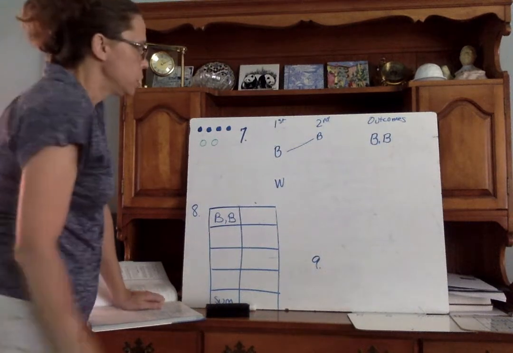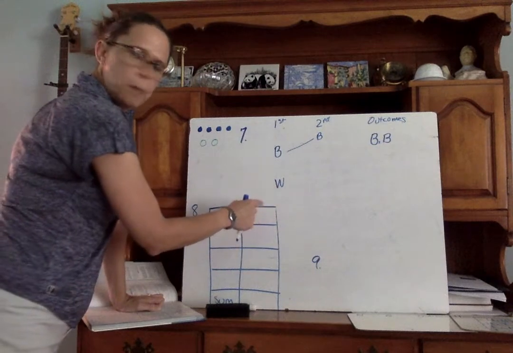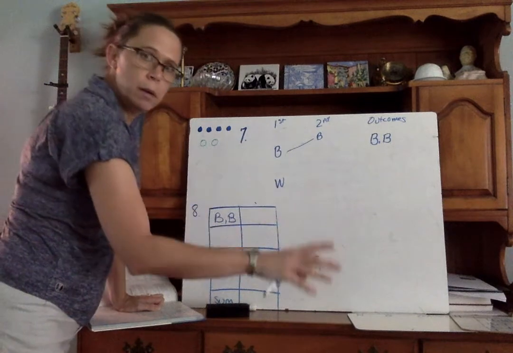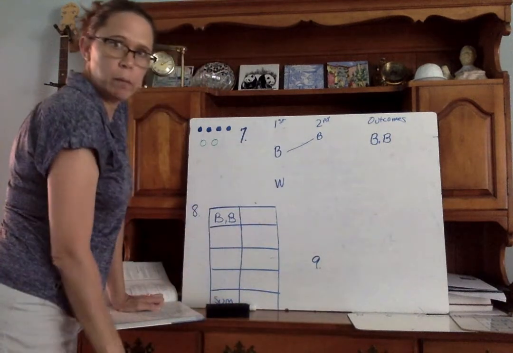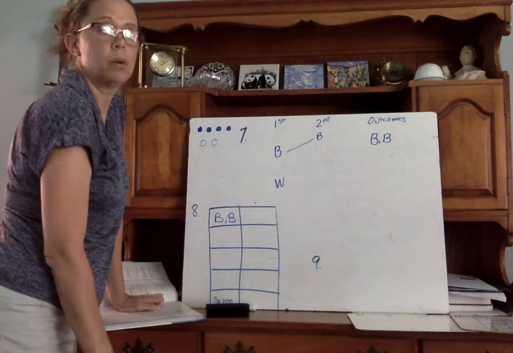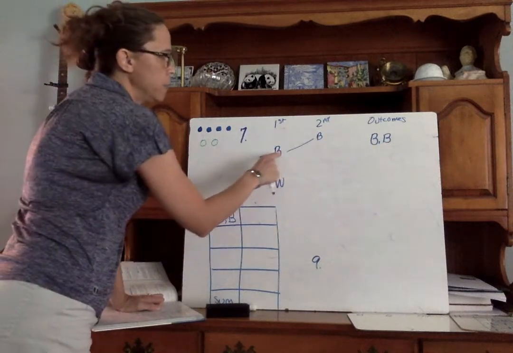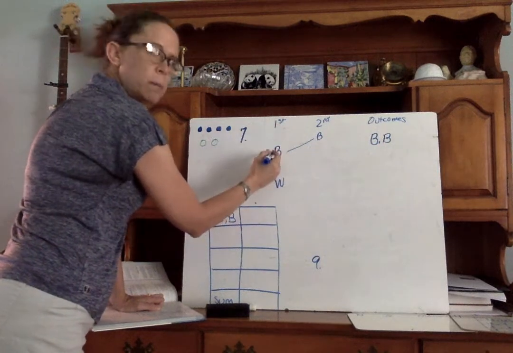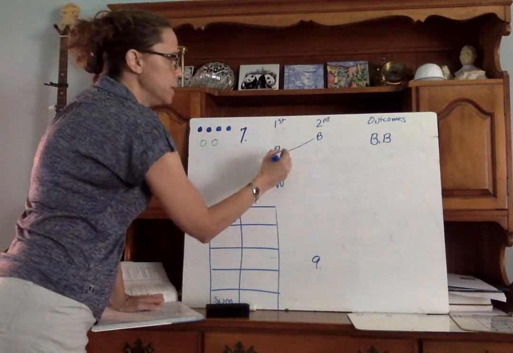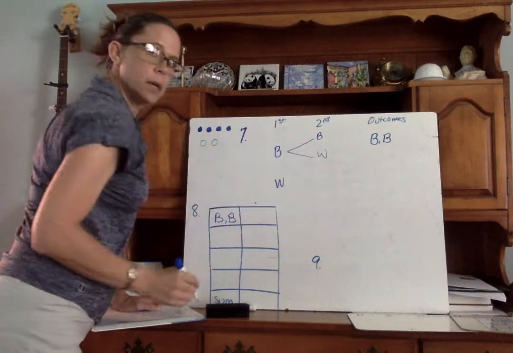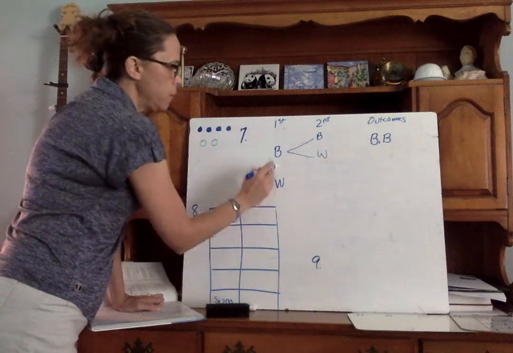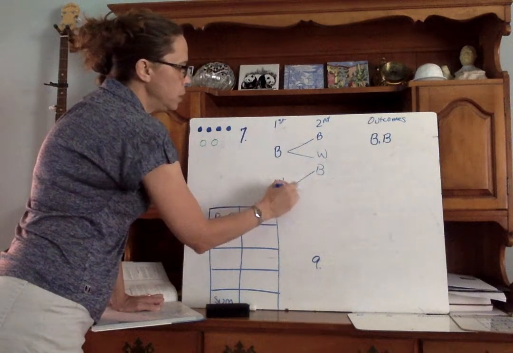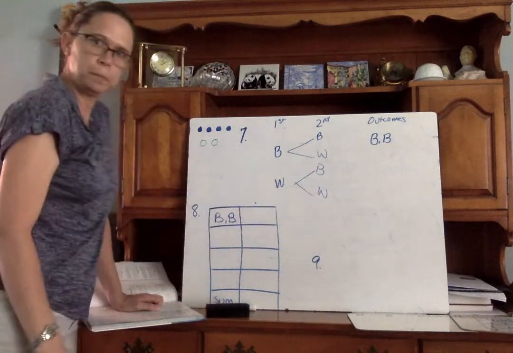In our first draw, when we go to grab a marble out of the bag, we could pick a blue, we could pick a white. When I go in to grab for my second draw, guess what we could pick? A blue or a white, right? So I'm going to combine my second draws with each of my first draws. If we draw a blue on the first draw, we could draw a blue on the second draw, or we could draw a white on the second draw. If I draw a white on my first draw, I could draw a blue on my second draw, or a white on my second draw.